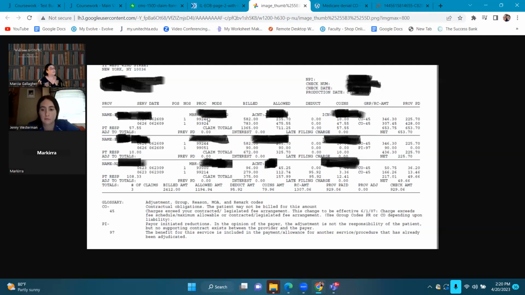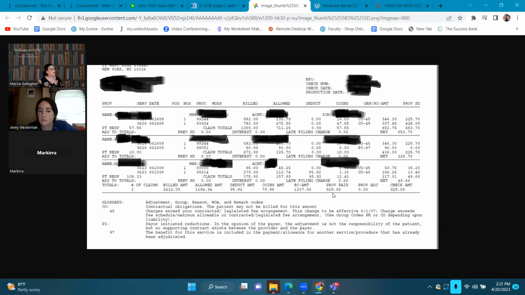Why are they denying it? So let's take a look over here where it says GRP, RC amount. The GRP, I don't know why it doesn't say denial, but you're going to learn to look for, for example, CO 45. So you know that none of this got paid because of CO 45.